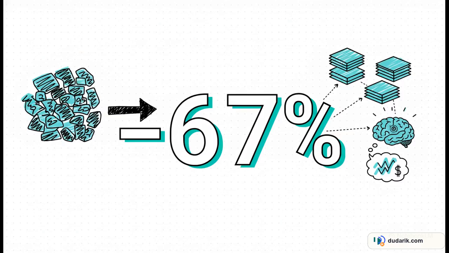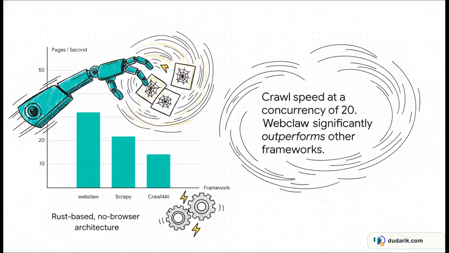By cutting out all the junk code and giving you clean markdown, Webclaw slashes the data size by 67% on average. For your LLM, that means you can cram 3 times more actual information into its context for the same price. You get smarter answers while cutting your API costs. It's a huge win-win. Okay, now let's put it under some real pressure.